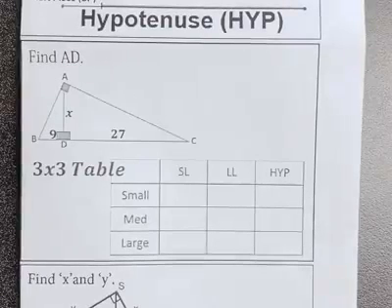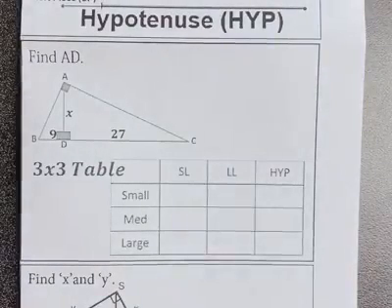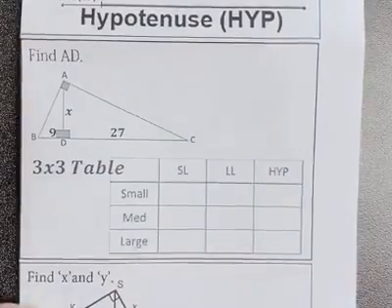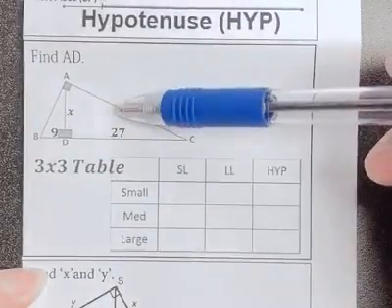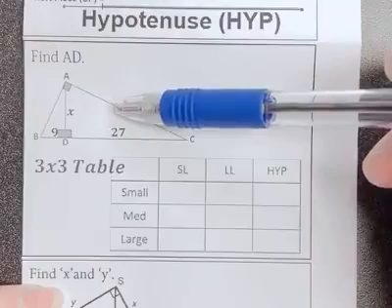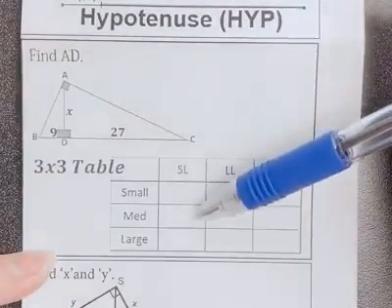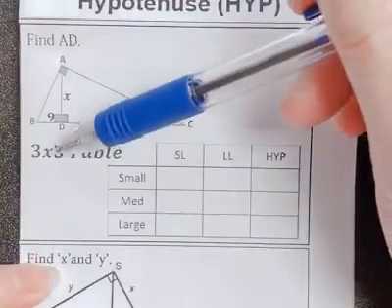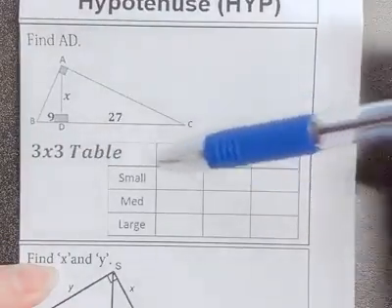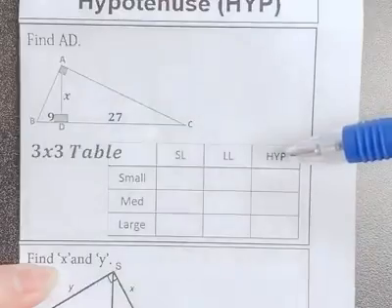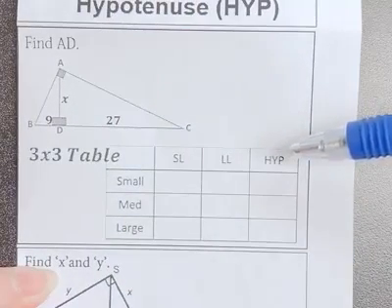Hey guys, to help students tackle the similar right triangle problems that they always seem to struggle with, because they can't seem to remember the theorems, what I have done is developed this 3x3 table that helps students set up their proportions so that they can solve the right triangles.